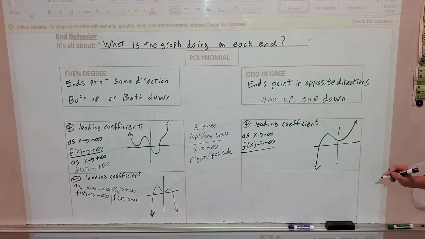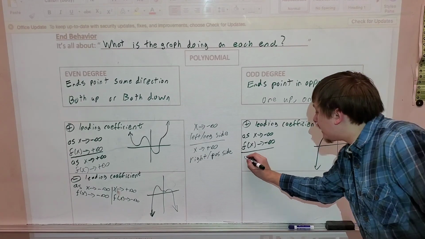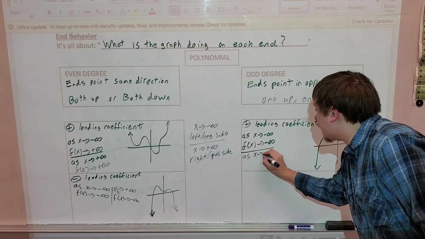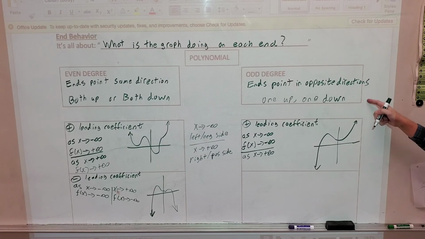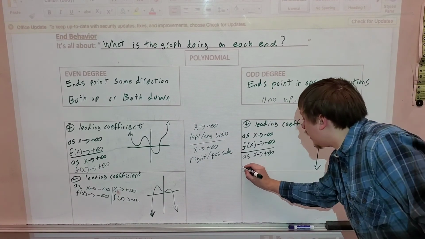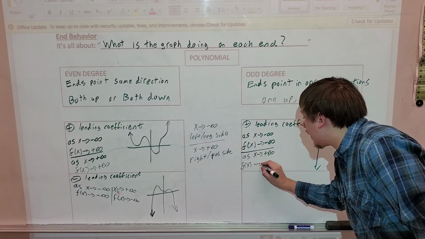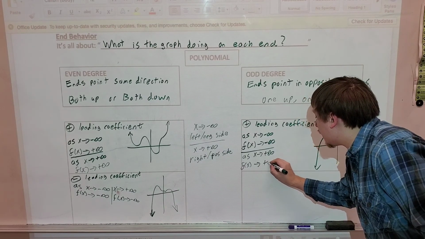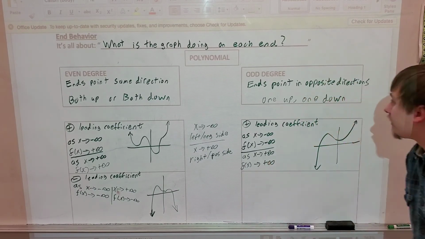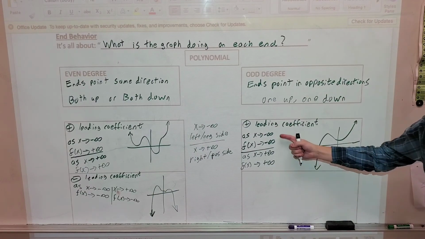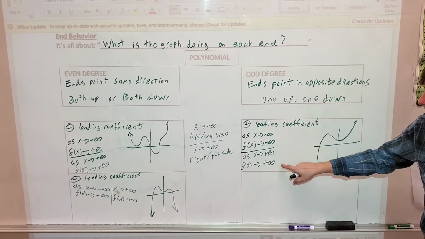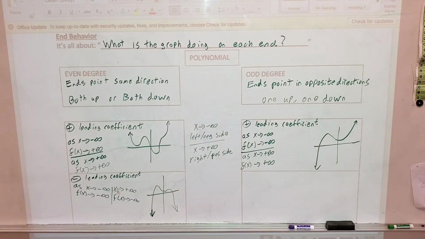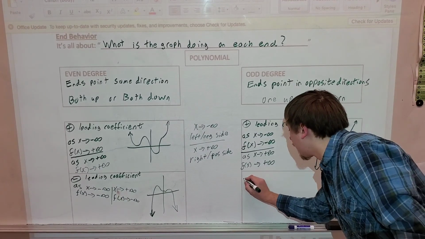Okay, so we talked about the left side. Now let's talk about the right side. On the right side, that's the positive side. So as x goes to positive infinity, what is the graph doing? It's going up, and it's going to keep going up and up forever. So on the right side, f of x, the graph is going towards positive infinity. Notice that for the odd degree, the signs match. As x goes to negative, f of x goes to negative. And when we have a positive leading coefficient, let's see if that happens again with the negative leading coefficient.